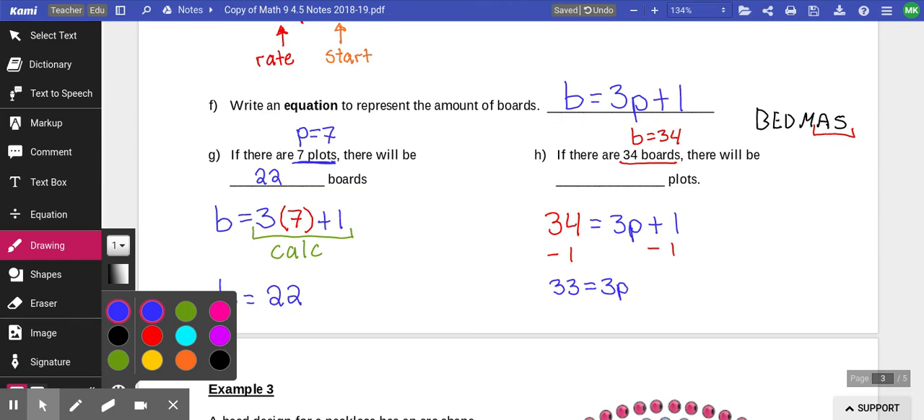Now I need to get rid of that 3. That 3 is being multiplied by p. The opposite of multiplication is division. So we divide both sides by 3. And you get an answer of 11 equals p. That means there's 11 plots for 34 boards.